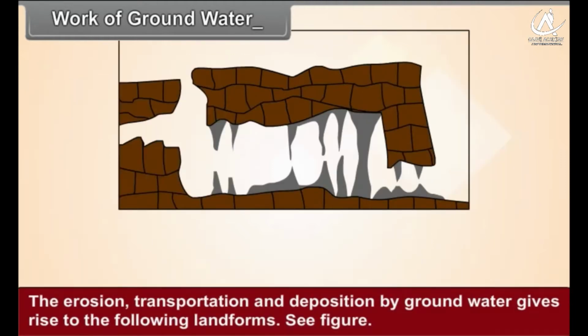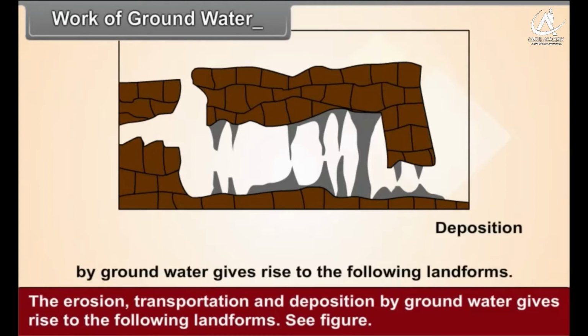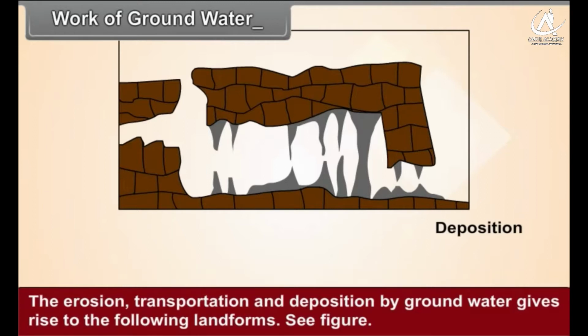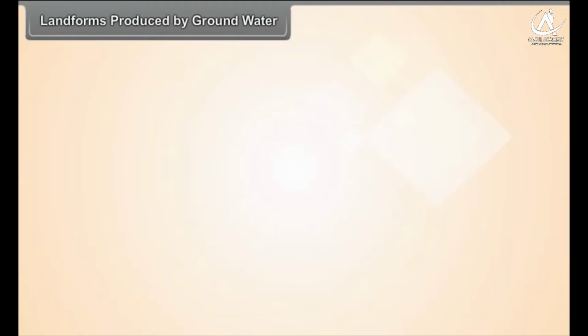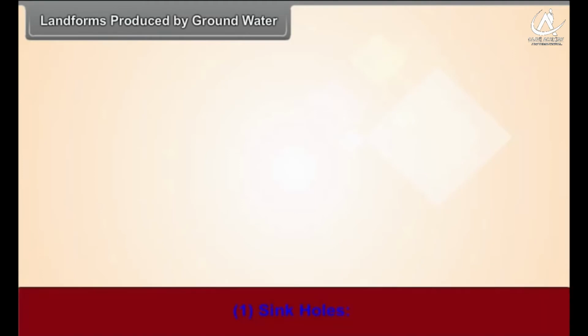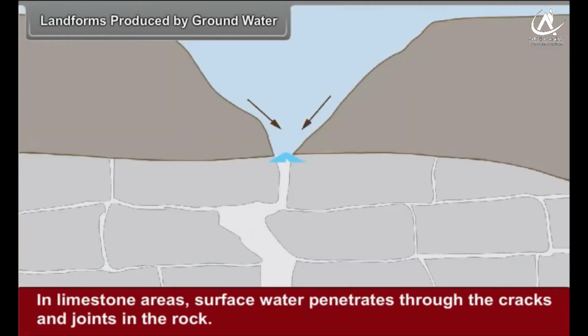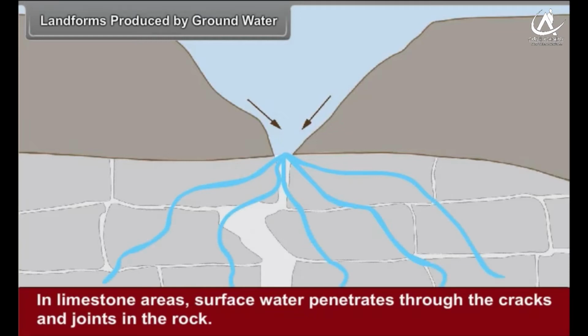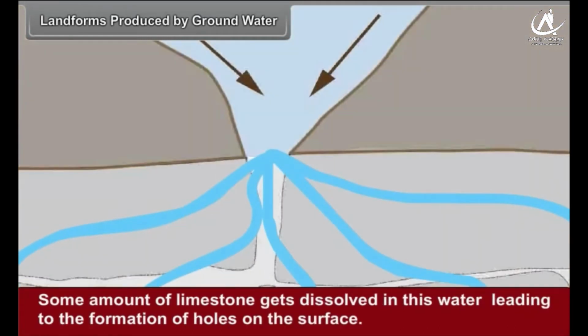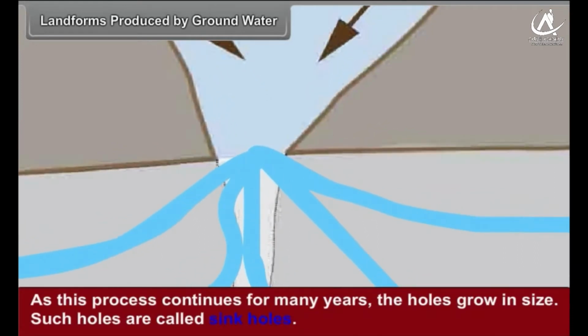The erosion, transportation and deposition by groundwater gives rise to the following landforms. See figure 10.1. Landforms produced by groundwater. Number 1. Sinkholes. In limestone areas, surface water penetrates through the cracks and joints in the rock. Some amount of limestone gets dissolved in this water, leading to the formation of holes on the surface. As this process continues for many years, the holes grow in size. Such holes are called sinkholes.